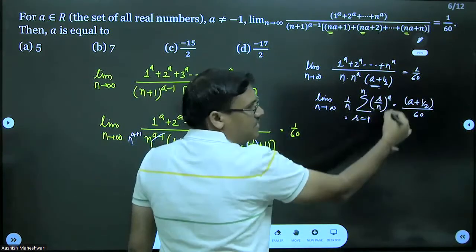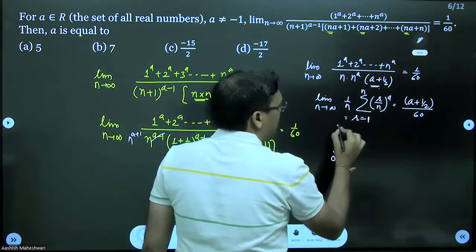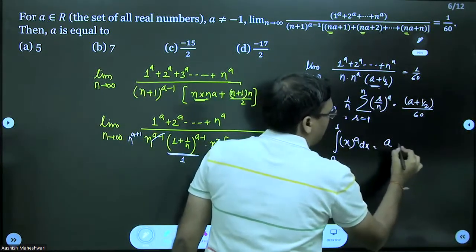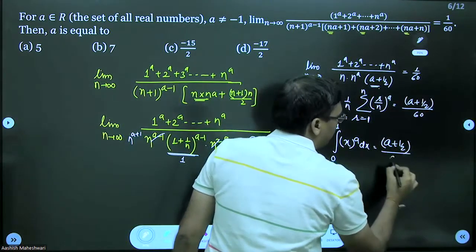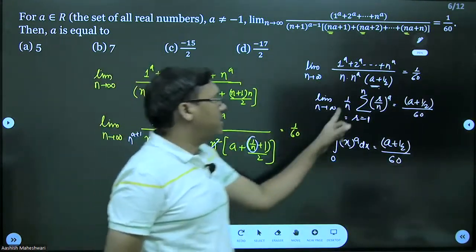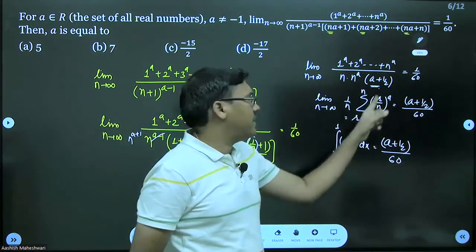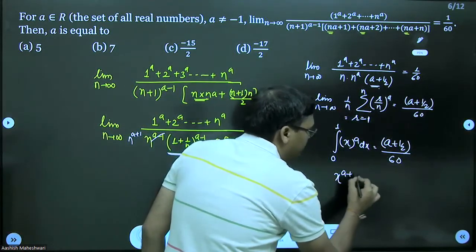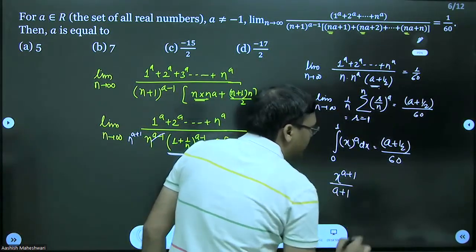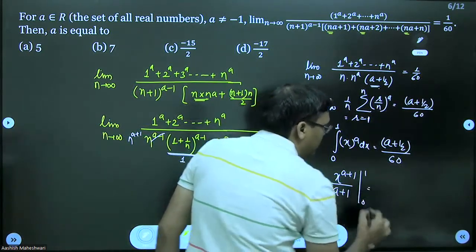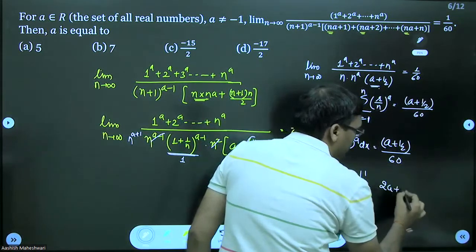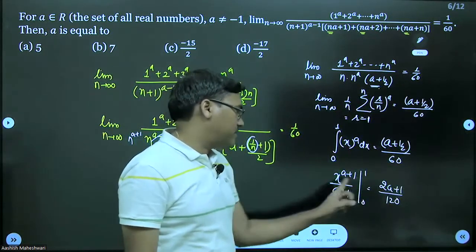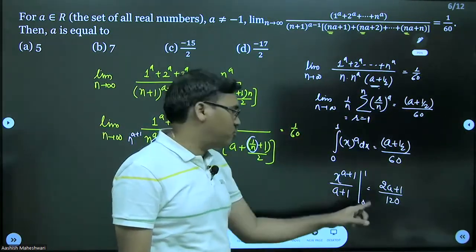Now on the LHS, look carefully, can we say this is the integral 0 to 1 of x raised to a dx. This is equal to a plus 1 by 2 divided by 60. You can see 1 by n is dx, r by n is x, so this is x raised to a dx. Limits you can check. So what is this value? This is x raised to a plus 1 upon a plus 1. We will put limits 0 and 1. This is equal to 2a plus 1 divided by 120. Correct? And now you see, if I put x equal to 1 here, this will be equal to 1 by a plus 1. At 0 this will be 0 anyway.